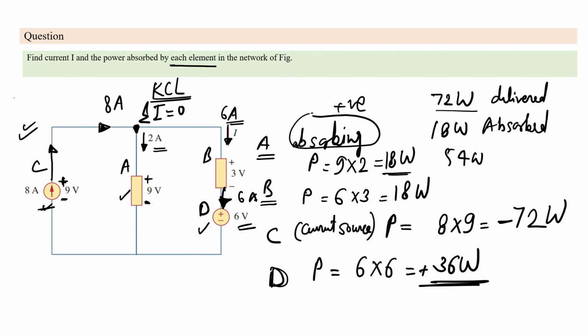Here in this question you have to find out the current and the power being absorbed by each element. There are three elements given: the current source, the voltage source, and two elements that are black boxes. So you have to tell me what power is being absorbed by each element. I'm giving you a few minutes to solve this question. Just let me know if you have done.